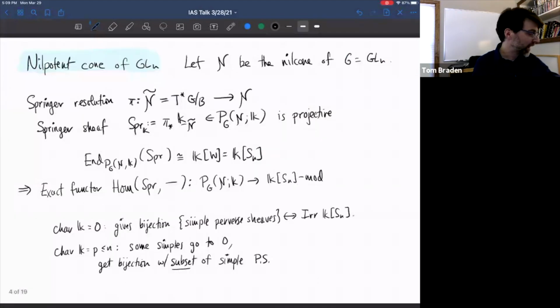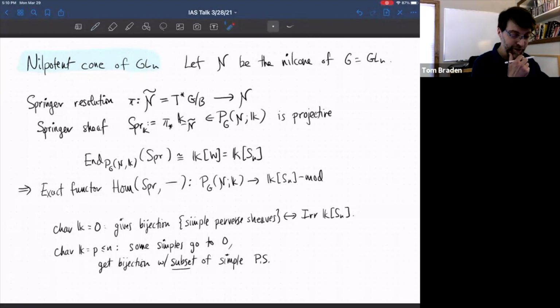Okay, so the two examples I'm going to talk about are the nilpotent cone of the general linear group and hypertoric varieties. So let's start with the general linear group. We're going to talk about the cone of nilpotent matrices in the Lie algebra of GL_n. And we have the Springer resolution, the cotangent bundle of the flag variety mapping down to N.